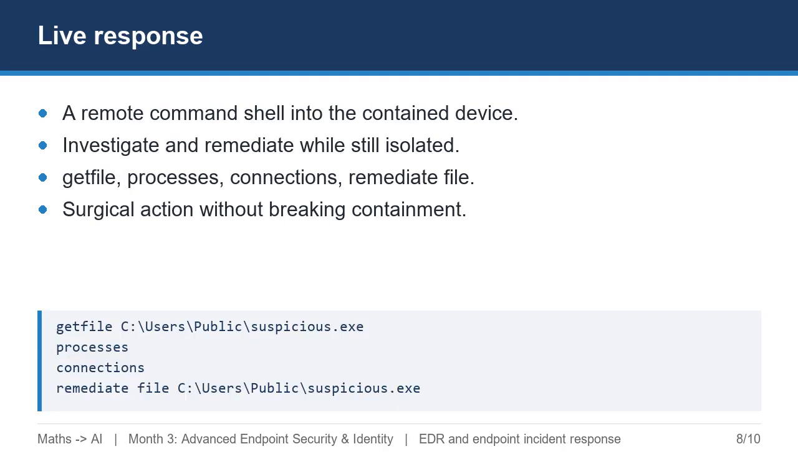When you need to get hands-on, you open a live response session, a remote command shell straight into the isolated device. Because the Defender channel stays open even under isolation, you can investigate and remediate surgically without ever breaking containment. You can pull a file to your evidence store with getFile, list running processes, inspect active connections, and remediate a malicious file. It's precise, controlled access to a machine you've already locked down.